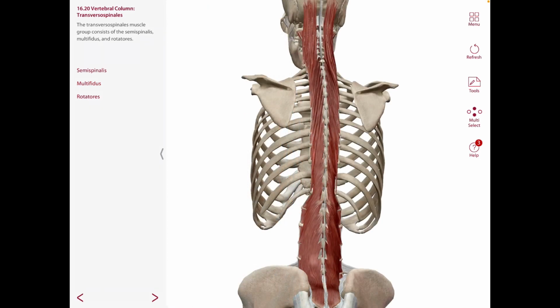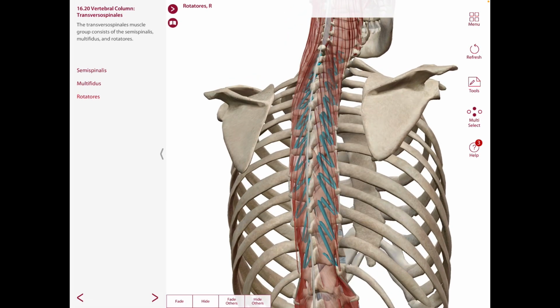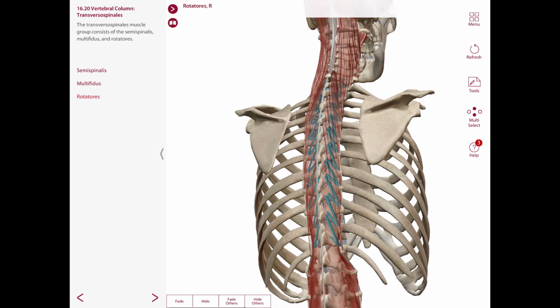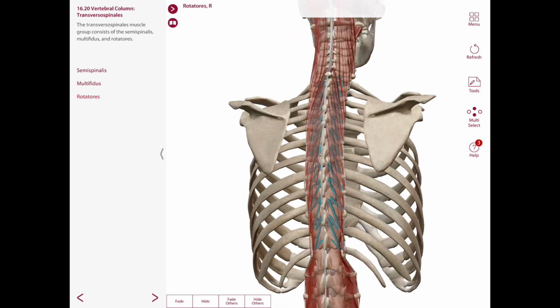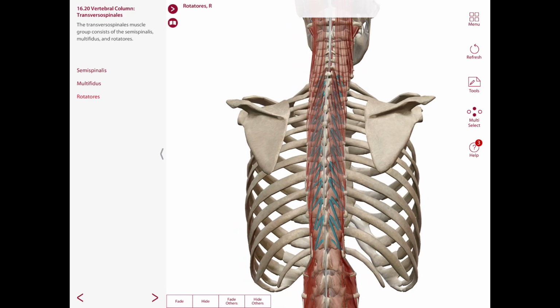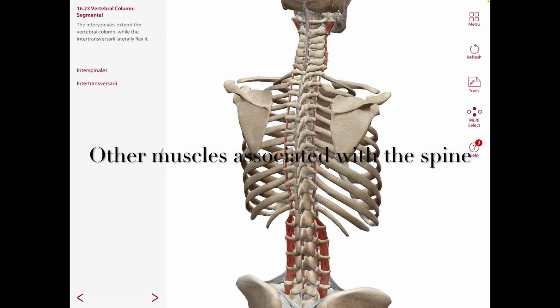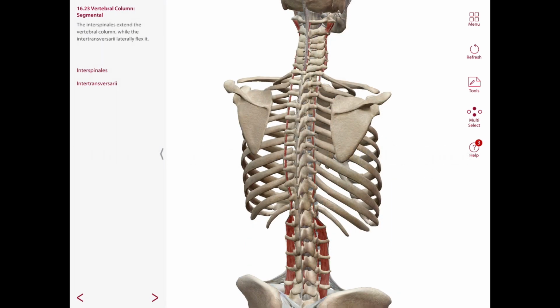And then there were the rotatores. These muscles are going to be the deepest muscles, as you can see right here, and they are located in the groove between the spinous processes and the transverse processes. These muscles are best developed in the thoracic region, as you can observe right here, and they extend from transverse processes to the spinous processes of the vertebra located immediately above, or to the spinous processes of the second vertebra above. Now let's go over some of the other muscles that are associated with the spine.